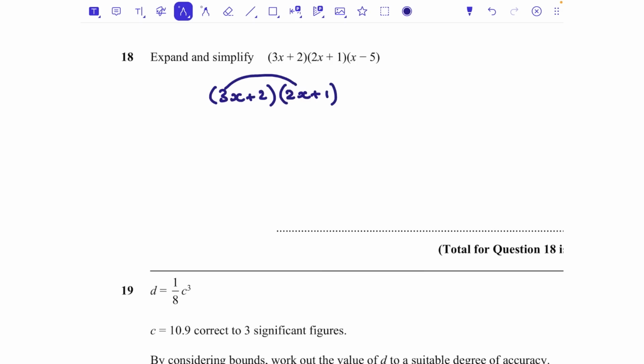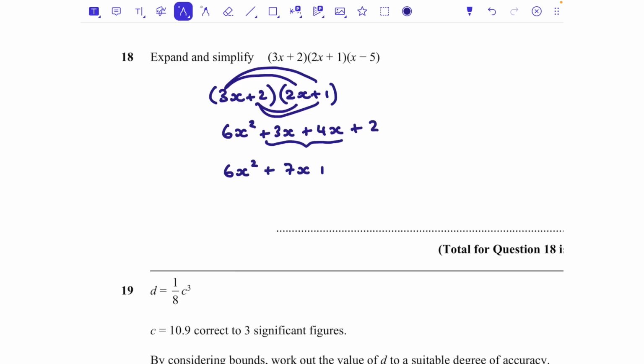3x times 2x, that is 6x squared. 3x times 1 is 3x. 2 times 2x, that's 4x. And 2 times 1 is 2. So altogether, remember to simplify before you carry on multiplying. That's going to be 6x squared, add 7x, add 2.